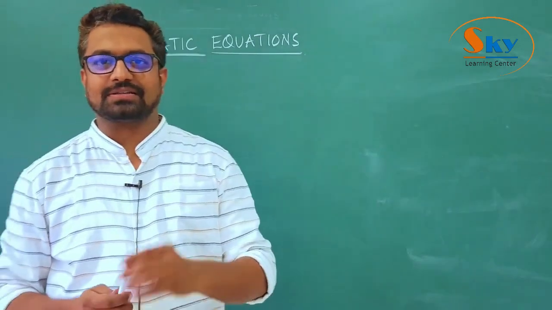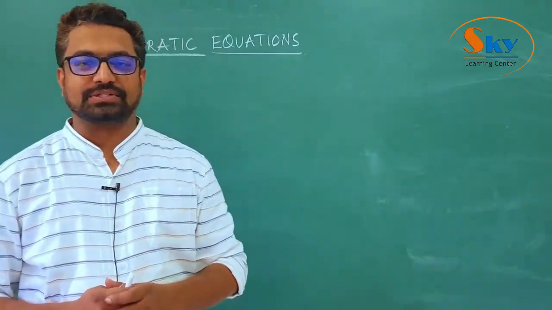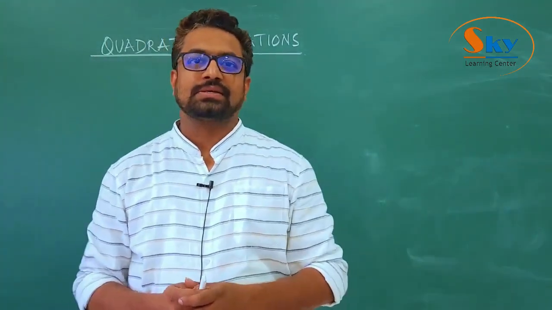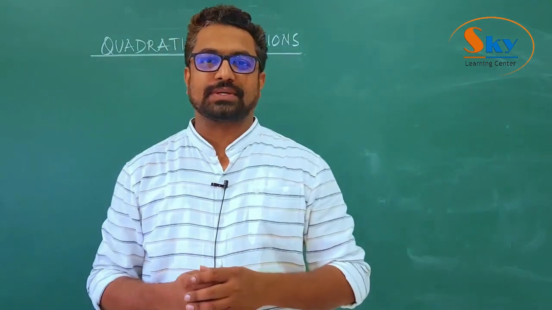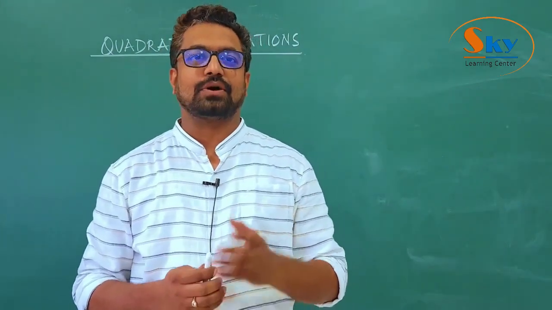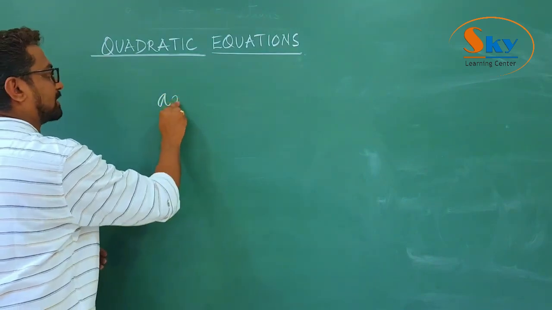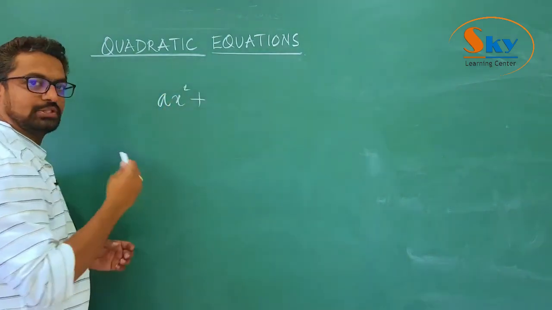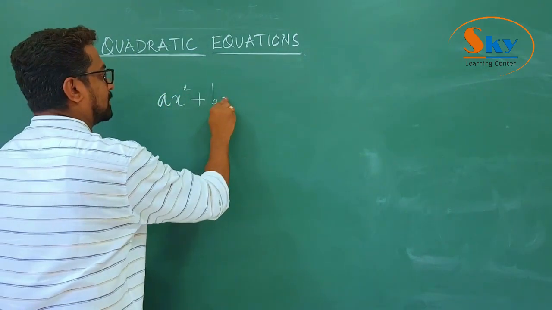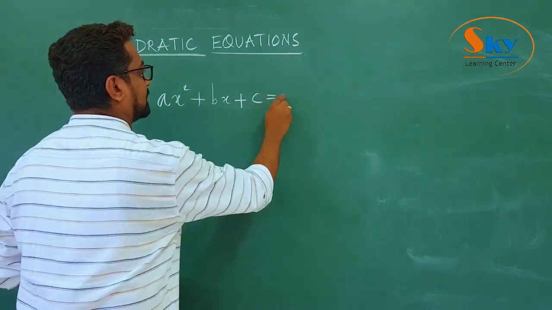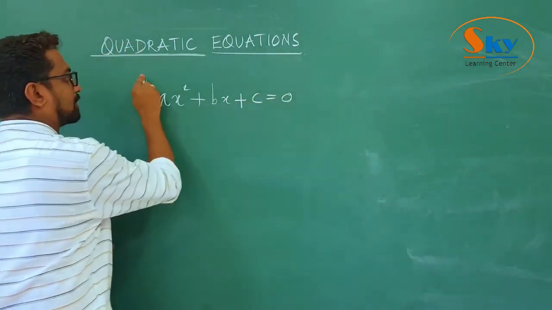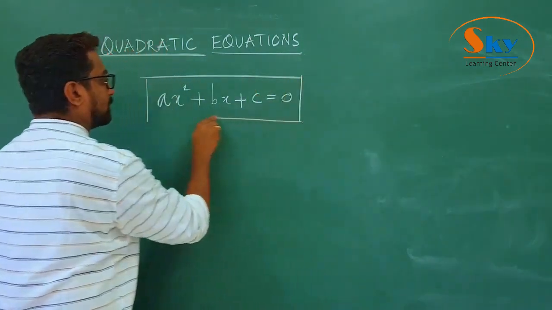Today we will learn a simple concept called quadratic equations. Equations of the form ax square plus bx plus c equals 0 are called quadratic equations. So let me write down the standard form of quadratic equation. Any equation which looks like ax square plus bx plus c equals 0 is called a quadratic equation in one variable.